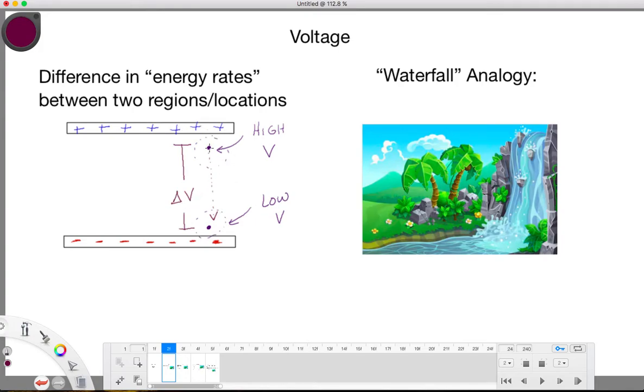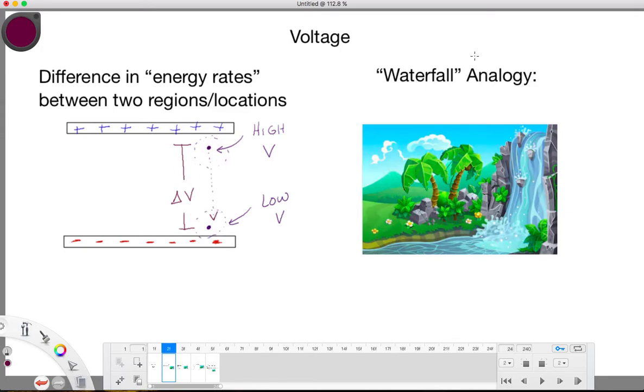So just a quick recap, to understand voltage, remember, it's the energy rate at which a charge will gain potential energy when placed at a location. So it's basically the difference in energy rates between two regions or two locations. If I were to take a look at this region and this region, we can make a general statement. Any positive charges moving from this region to this region will give energy away. And that energy is what powers our circuit.